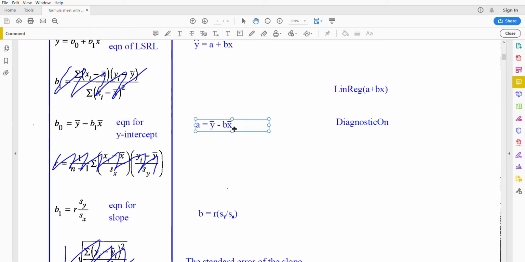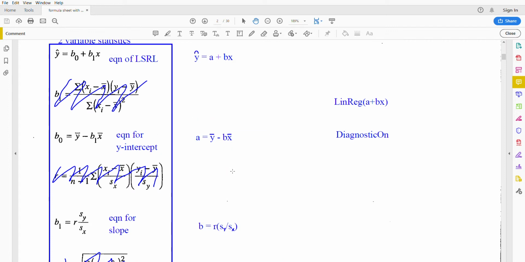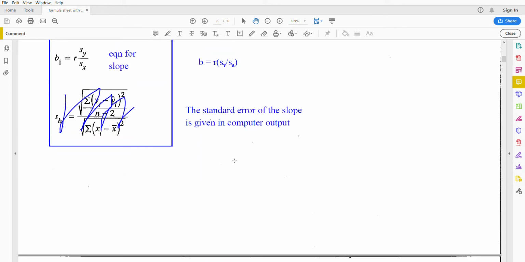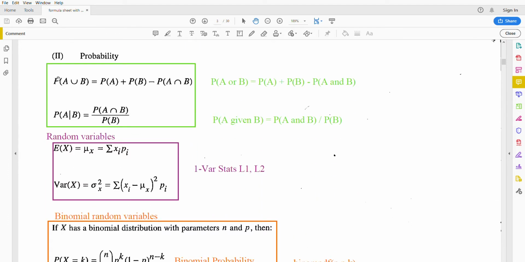I would say this is maybe nice to know. I bet there would probably be maybe one or two multiple choice questions where you might need to use these formulas. And that's it for this page. You don't need that one, you don't need that one, you do not need that one. These, I would say, know them, or just know where they are.